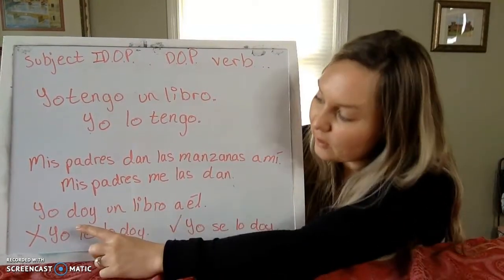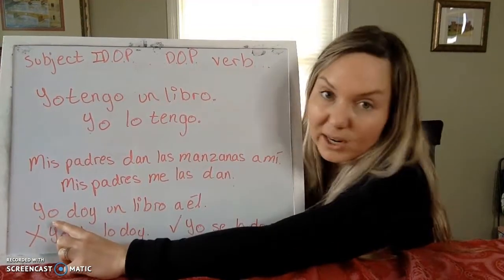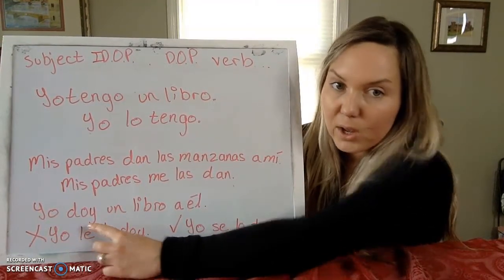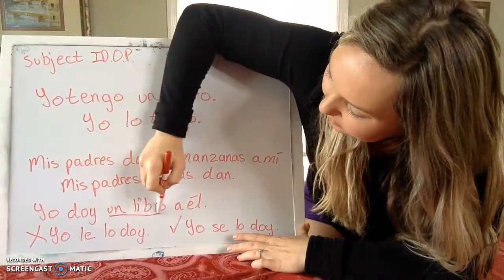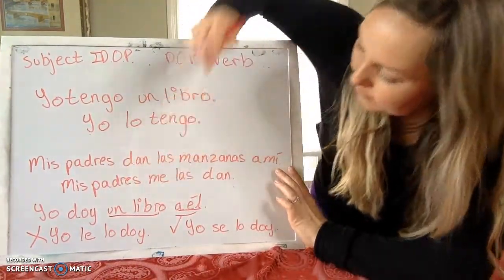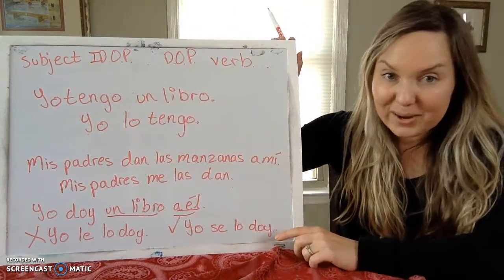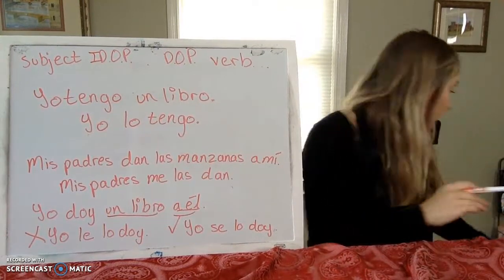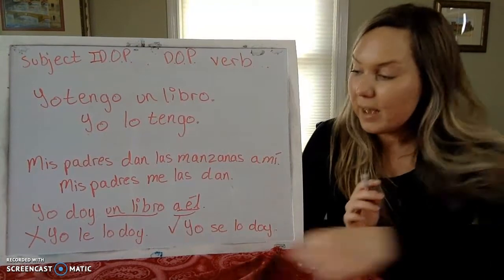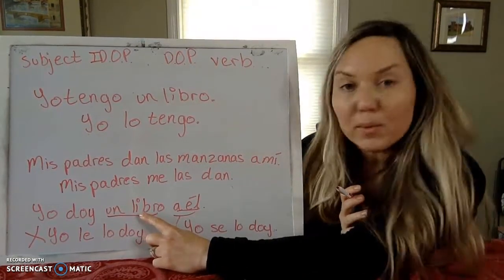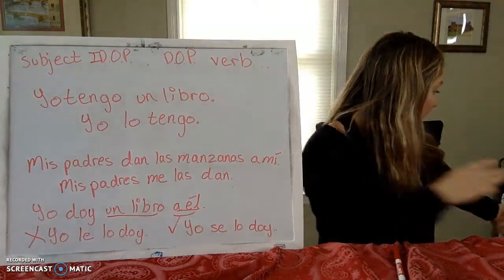If we look at the sentence, yo doy un libro a él. I give a book to him. We have our subject, I, our verb, give. Un libro is our direct object, so we'll underline that once. A él is our indirect object pronoun. All right? So when we go to replace them, we replace un libro with lo because it's singular masculine, and we replace a él.